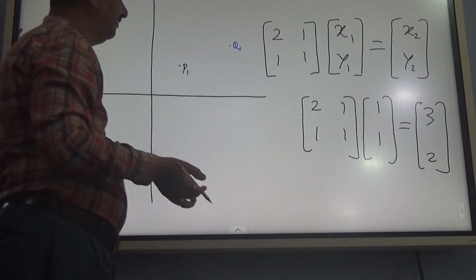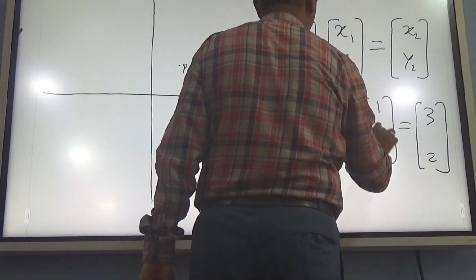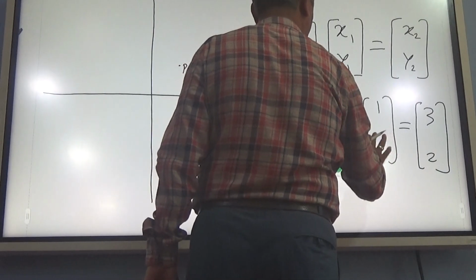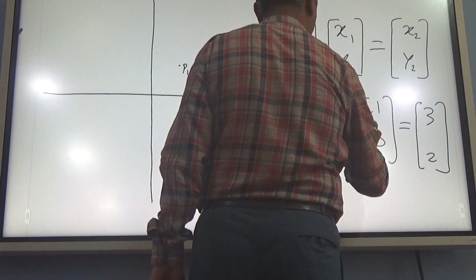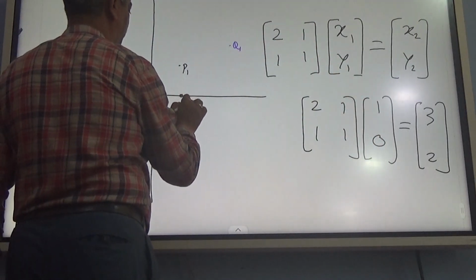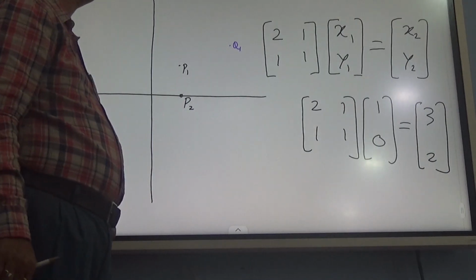Now I take another point 1 0. So that point would be p2, right? Where does p2 get transformed?